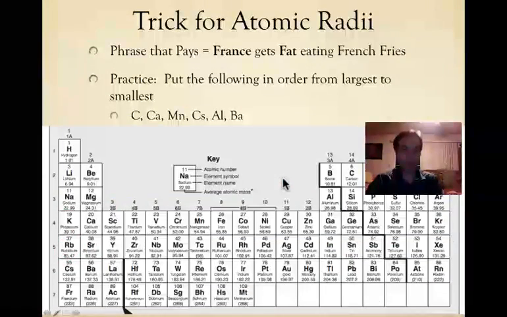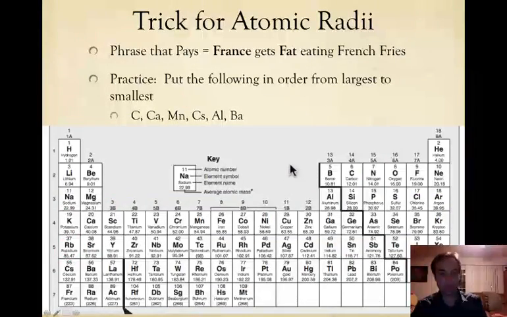So let's put the two ideas together. What does this really mean? Okay, well, we said that as we go from left to right, they get smaller because we're adding protons, which means more protons pulling on those electrons, so they get pulled in closer and closer to the nucleus. We also said that as we go down, valence electrons are found in higher and higher energy levels, which are further and further away from the nucleus. So going down, things get bigger.